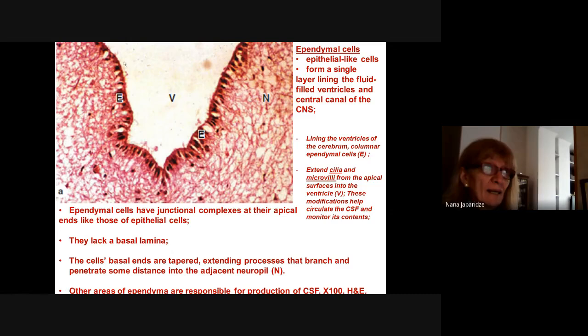Look, these are ependymal cells with a nucleus, with a free surface directed to the lumen of the ventricular space. This is the ventricle. These are ependymal cells with their nucleus, with their processes, which go into deeper layers of neuropil.